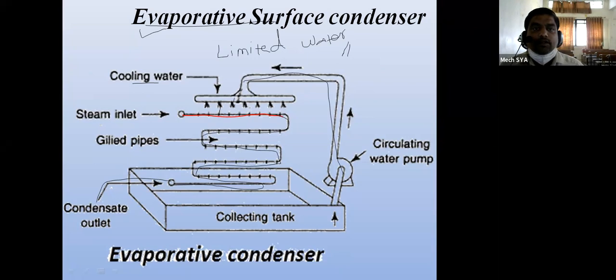So cold storage, dairy industry, etc. Wherever outside condensers are used, this evaporative type of surface condenser is used, where limited water is available. So draw the diagram.